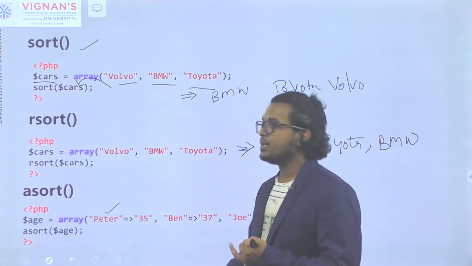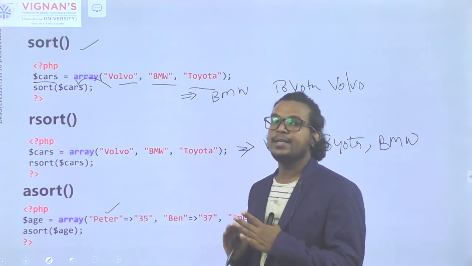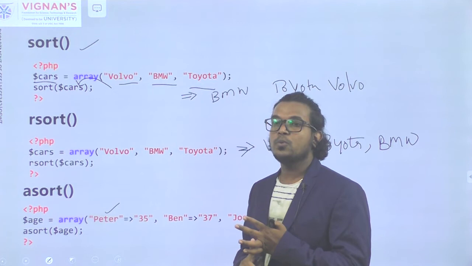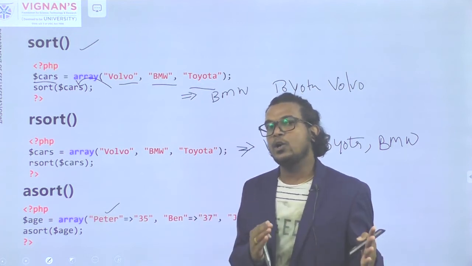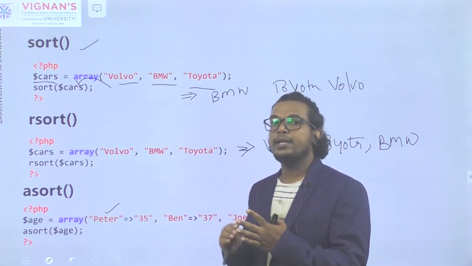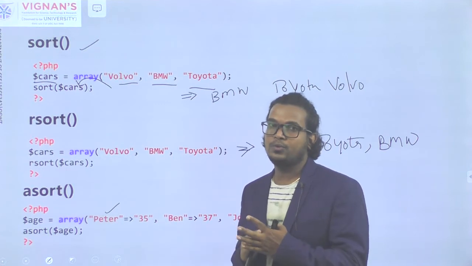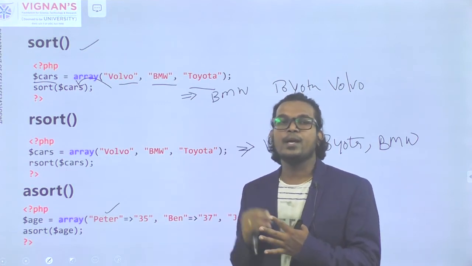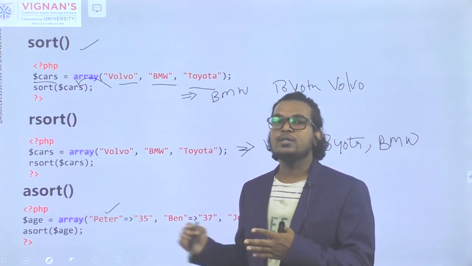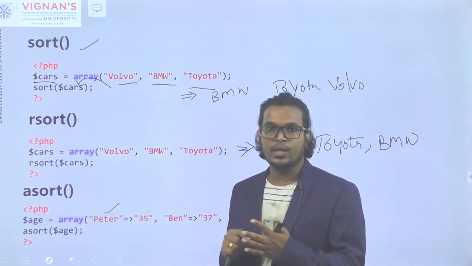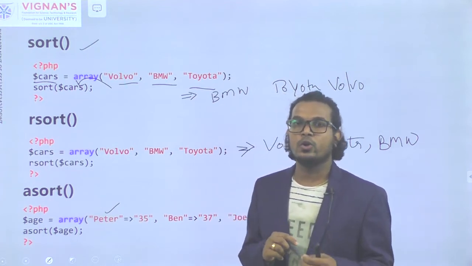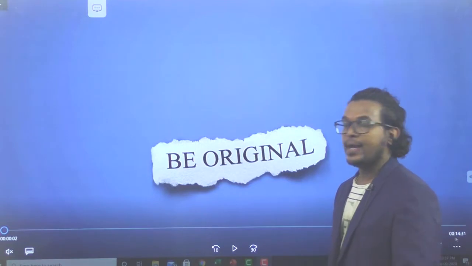asort means printing the values in ascending order. arsort means what? We are printing the values in descending order. ksort means what? Printing the values based on the key value. If you want to reverse that information based on the key, for that we are using krsort. Okay, now we'll see the practical way.